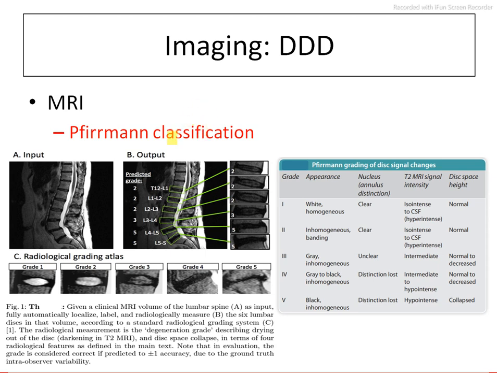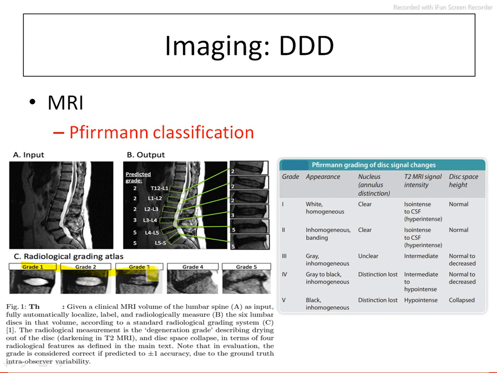Now we see the Pfirrmann classification. It gives grading, and this grading is divided from 1 up to 5. In grade 1, the nucleus pulposus is homogeneous. You see here, it is homogeneous, clear, and clearly distinguishable. However, in grade 2, it is inhomogeneous. A certain band-like structure you can see here. However, it is clear.